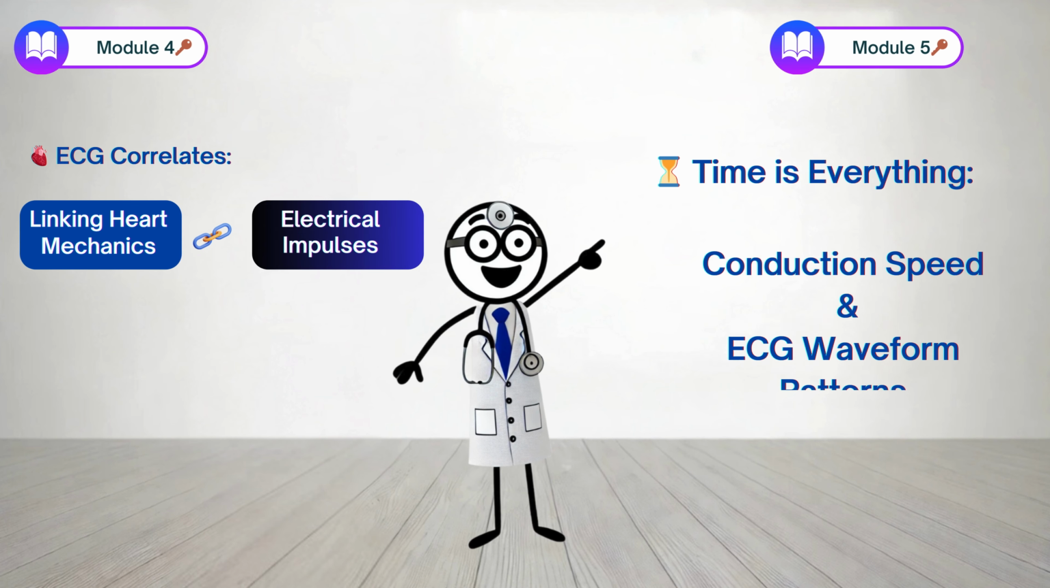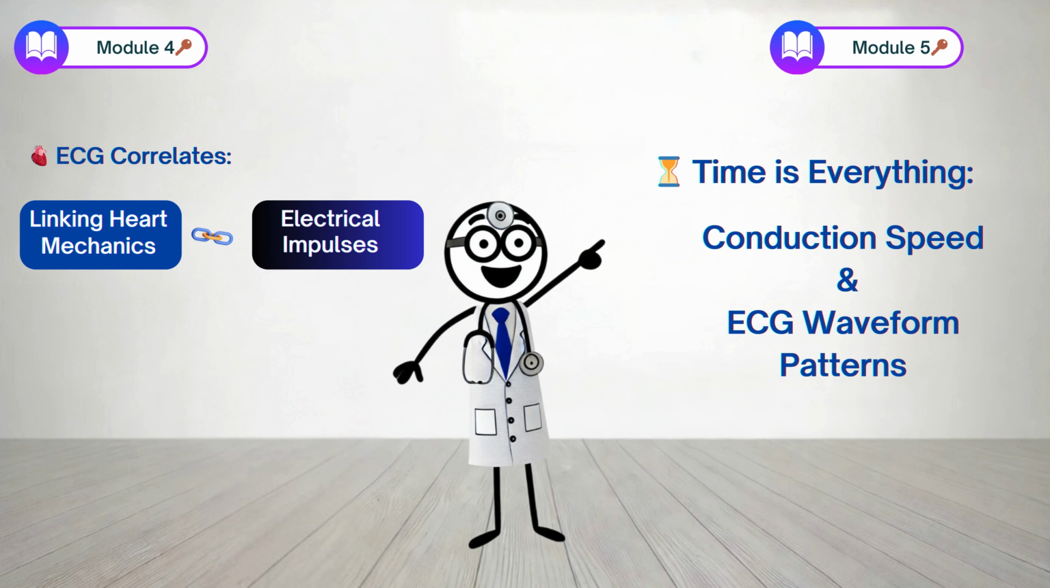Up next, we'll focus on something critical: timing. In ECGs, conduction speed shapes every waveform. Join me in the next module: Time is Everything, Conduction Speed, and ECG Waveform Patterns, where we'll explore how timing reveals hidden cardiac clues.